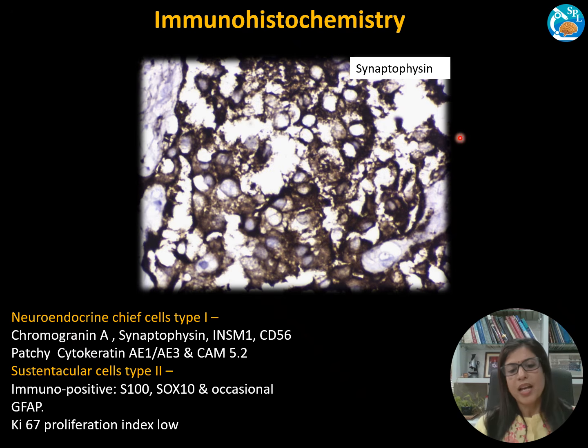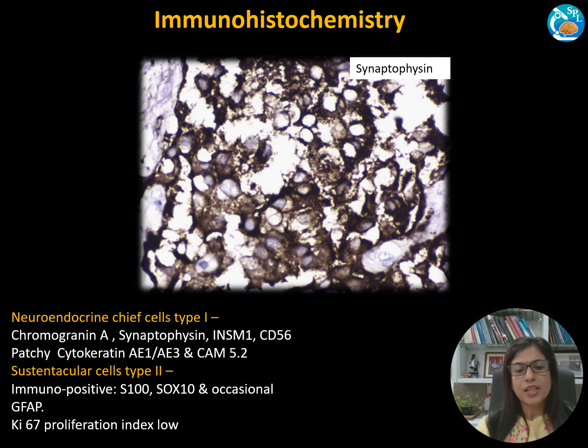Immunohistochemistry was performed and the chief cells were immunopositive for synaptophysin and chromogranin A. They stain other neuroendocrine markers as well, that is NSE, CD56, and these also show patchy pancytokeratin and CAM 5.2 positivity. The sustentacular cells are positive for S100 and SOX10, and occasional GFAP positivity may be noted.